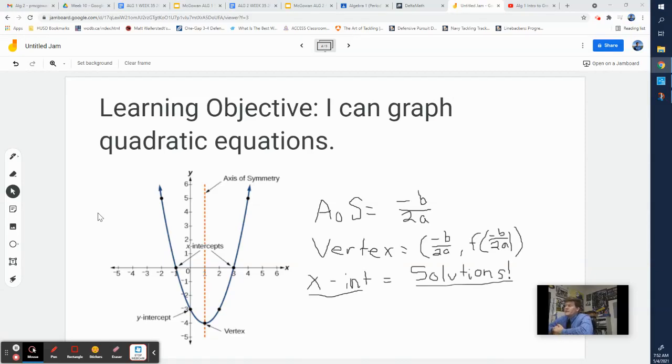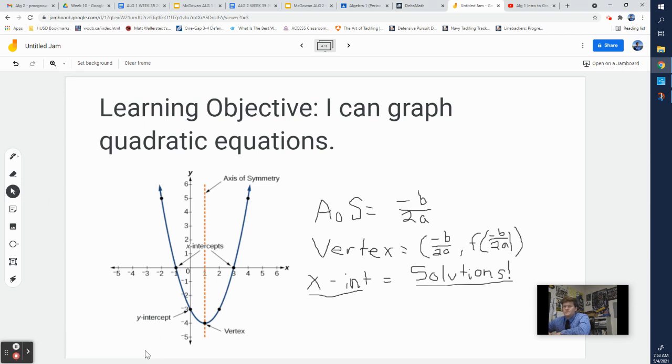Alrighty, here we are again. Let's get even more into the graphing of quadratics. We did that intro, looking at axis of symmetry, looking at vertex, looking at the a values. Now let's just graph the whole thing. So to do so, let's first look at our learning objective. I can graph quadratic equations.